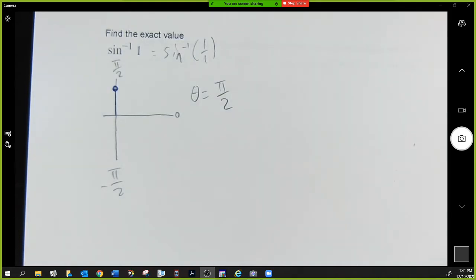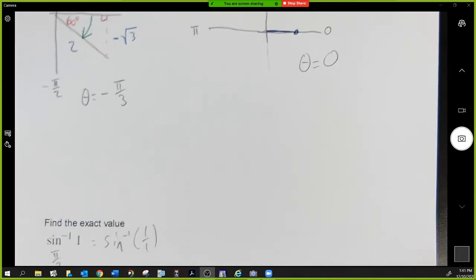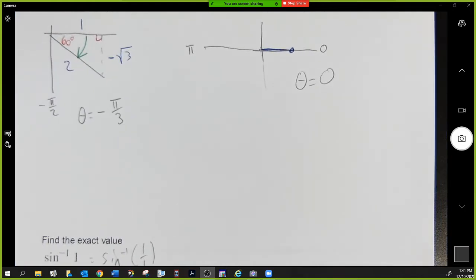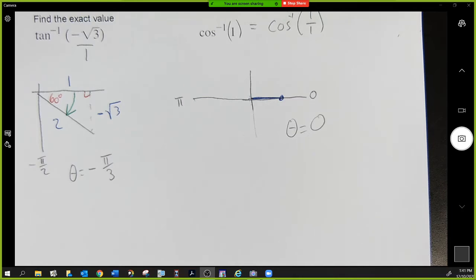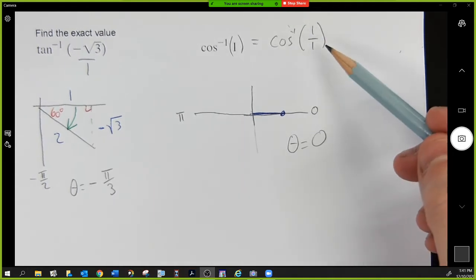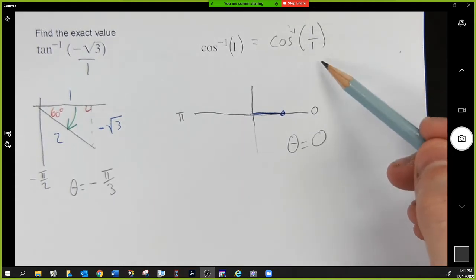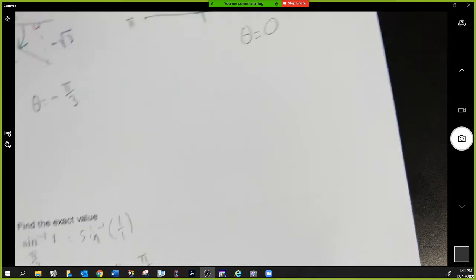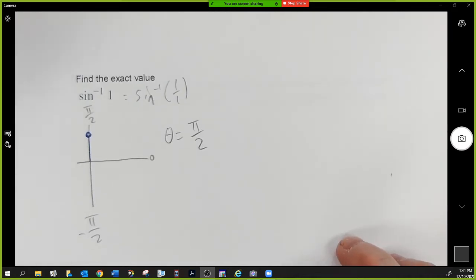I'm sorry? Which one? Cosine inverse? Because cosine is x over r. That's the only reason why. Because cosine is x over r. In order for it to be equal, I needed to have a positive x value. Sine is y over r. So you need a positive y value, yes.